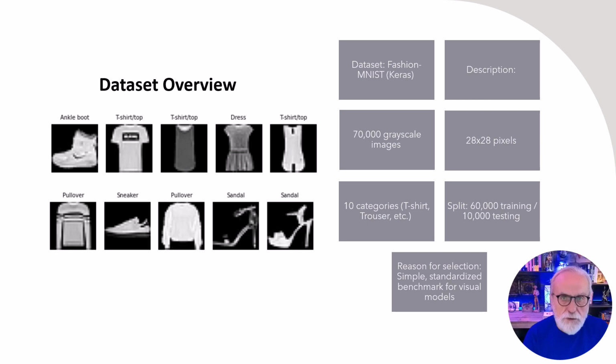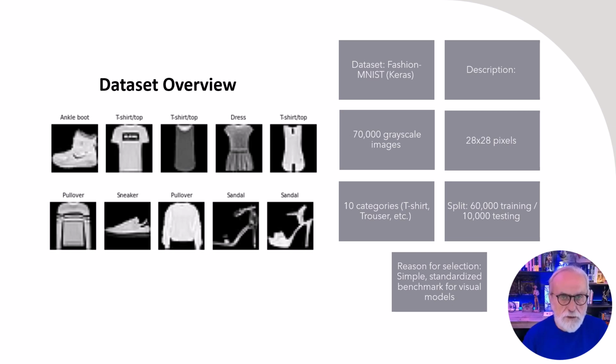We use the Fashion-MNIST dataset, a popular benchmark dataset for image classification. It contains 70,000 labeled grayscale images of clothing, each sized at 28 by 28 pixels. It's divided into 60,000 training images and 10,000 testing images. Each image belongs to one of 10 fashion categories. The 10 classes shown on the slide are t-shirt, trouser, pullover, dress, coat, sandal, shirt, sneaker, bag, and ankle boot.